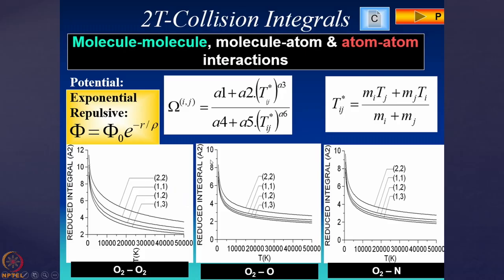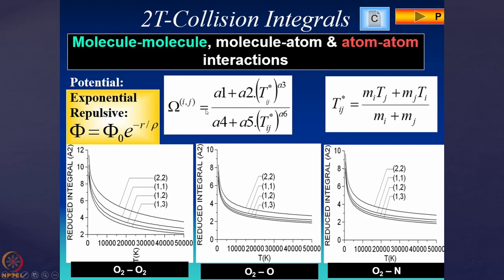Now, when you are coming to molecule-atom or atom-atom interaction, they are some sort of neutral interaction, and that is usually calculated under an exponential repulsive potential like this. These omega ij collision integrals can be expressed in this type of form, where A1, A2, A4 and A5 are some coefficients which can be obtained from literature. Okay. They will be different for different molecules and different atoms.